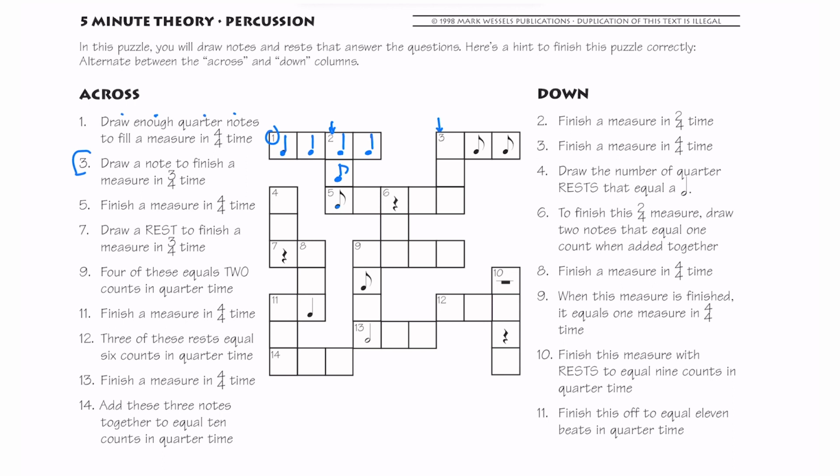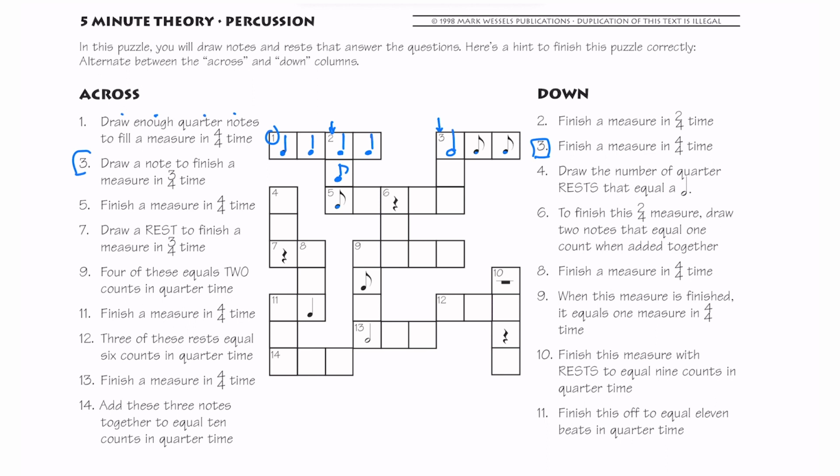All right, so I'm on number 3. I have 1/2 plus 1/2 equals 1. I already have 1 count. It's in 3/4 time, so I need 2 counts. That would be a half note. Tricky, tricky.